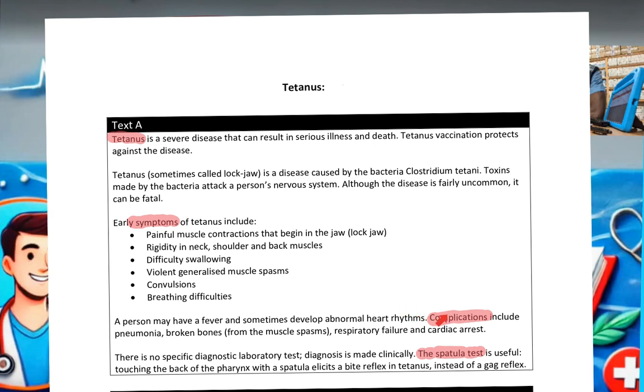So when we use complications as a guide, we can read from the start of the sentence. A person may have a fever and sometimes develop abnormal heart rhythms. So what are we saying now? Sometimes develop abnormal heart rhythms. So these are some of the conditions the person can develop or are associated with tetanus.